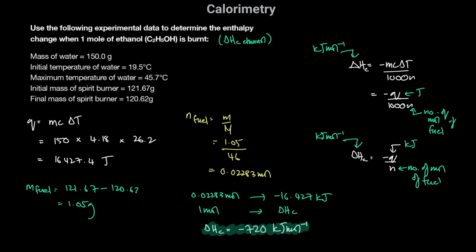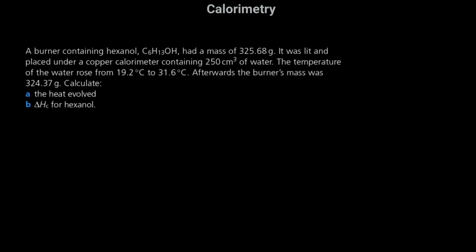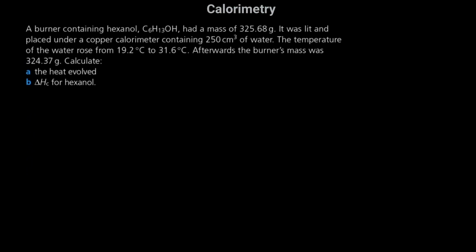Now let's look at the next question. The next question says a burner containing hexanol, that's C6H13OH, had a mass of 325.68 grams. It was lit and placed under a copper calorimeter containing 250 centimeter cube of water. The temperature of the water rose from 19.2 degrees Celsius to 31.6 degrees Celsius. Afterwards, the burner's mass was 324.37 grams. Calculate the heat evolved and then the enthalpy change of combustion for hexanol.